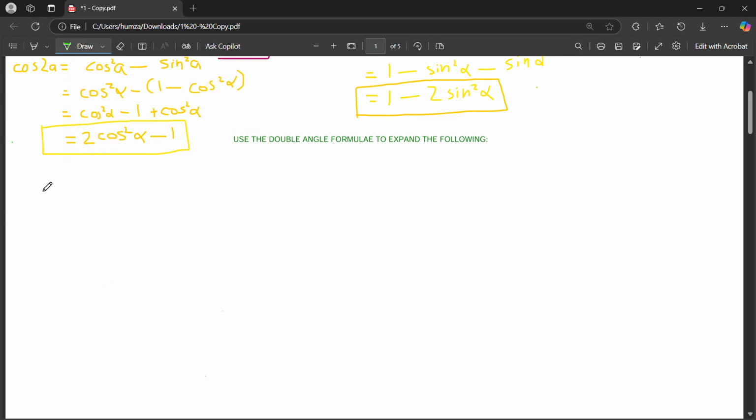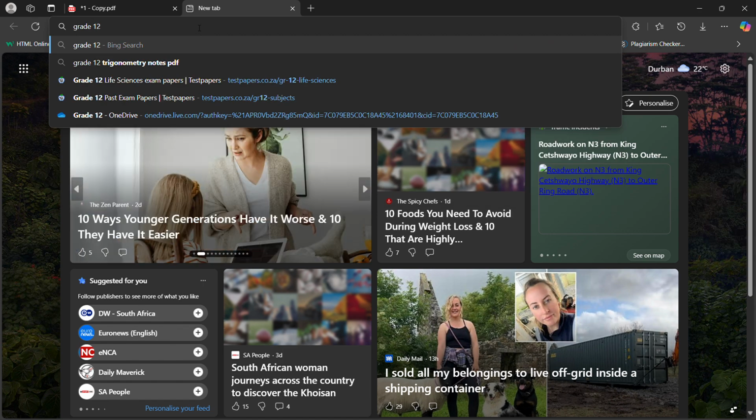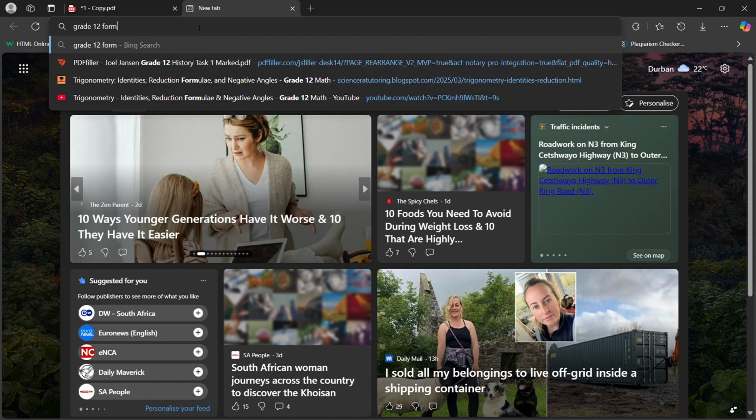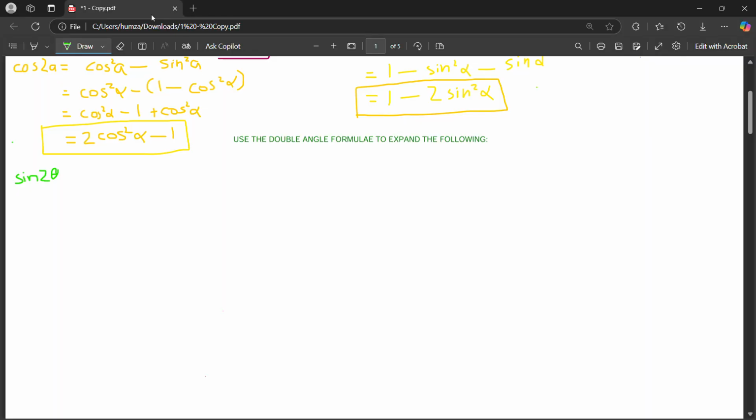Okay, number one is sin 2 alpha. So I'm not sure if I could find the grade 12 formula sheet. No, I can't find it. Okay, never mind. I could remind you the formula and we can carry on without actually looking at the sheet, right?